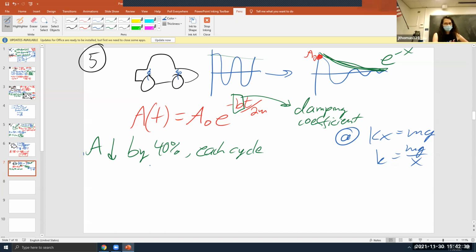Let's start off with the first part here. If our amplitude is decreasing by 40%, then what is our amplitude at some later time in terms of the initial amplitude? If it decreases by 40%, it's at how much of the original? I start at 100%, I go down by 40%. What percent am I at? 60, right? 100% minus 40. So just make sure you keep that straight. If my amplitude decreases by 40%, it means my amplitude is at 60% of my initial amplitude.